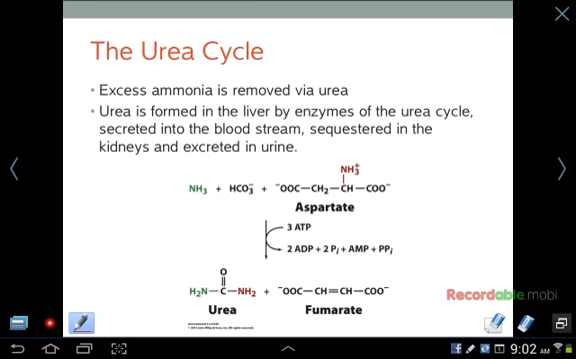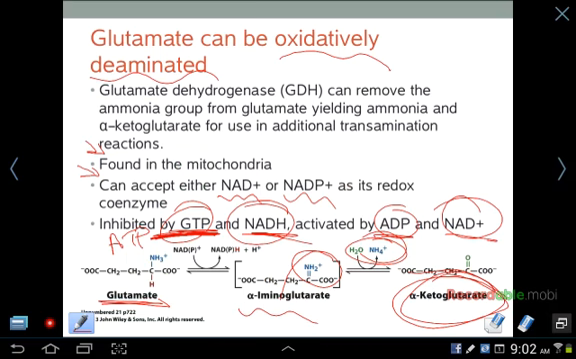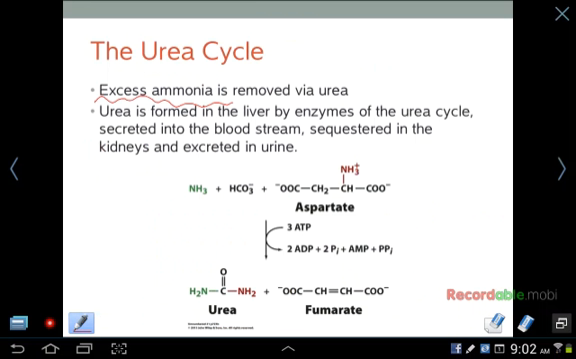Now, the urea cycle is how we remove the excess ammonia that is released from GDH off of glutamate. So urea is formed in the liver by enzymes of the urea cycle and then is secreted into the bloodstream. It is then sequestered in the kidneys and then excreted in urine. So this is sort of our overall reaction of the urea cycle.